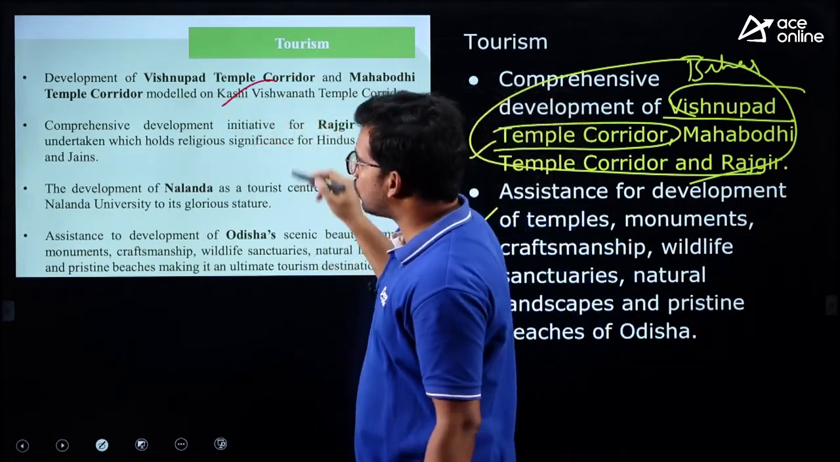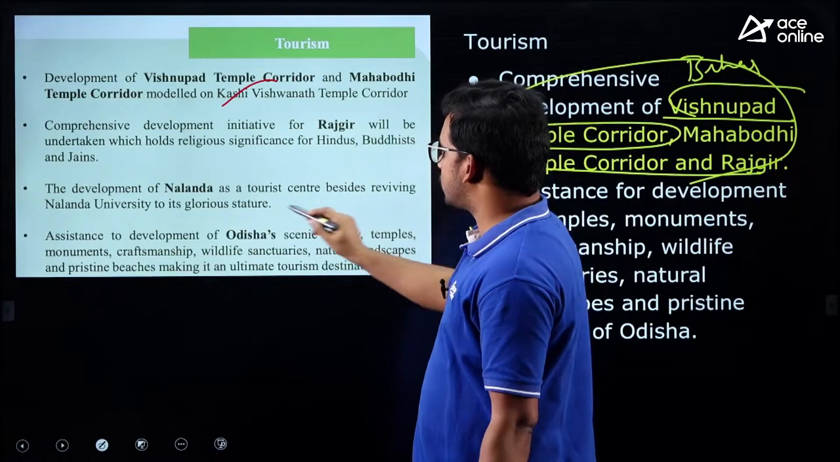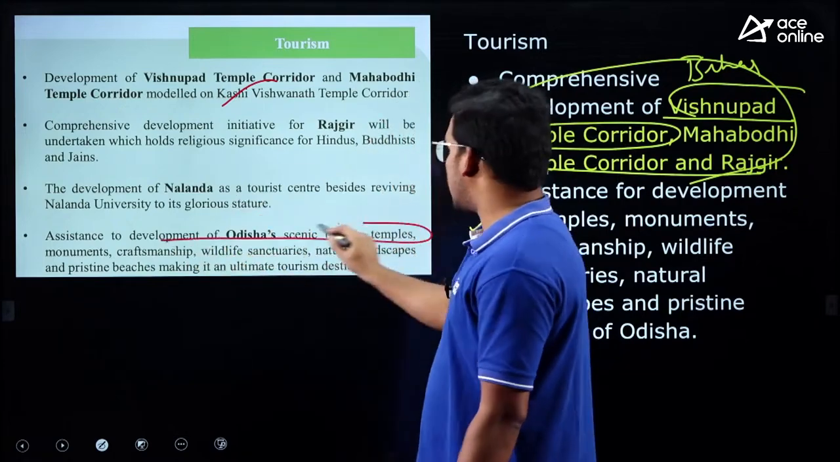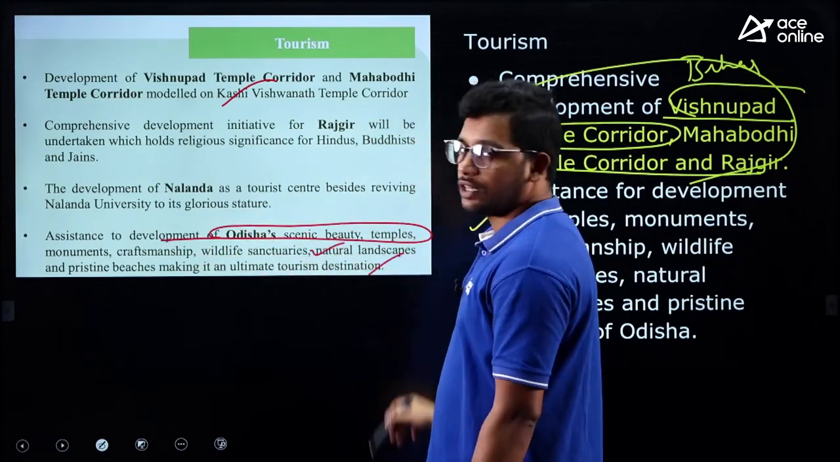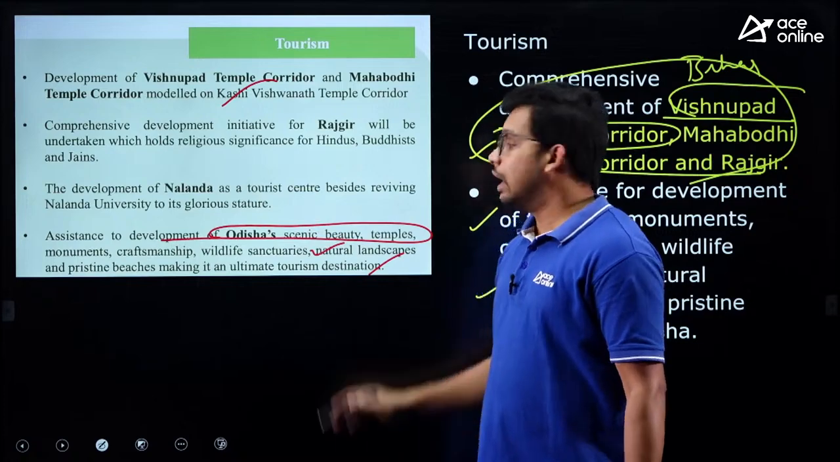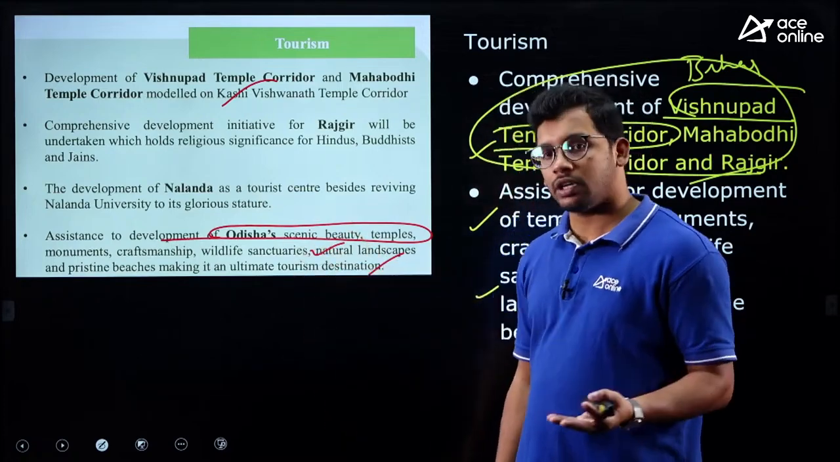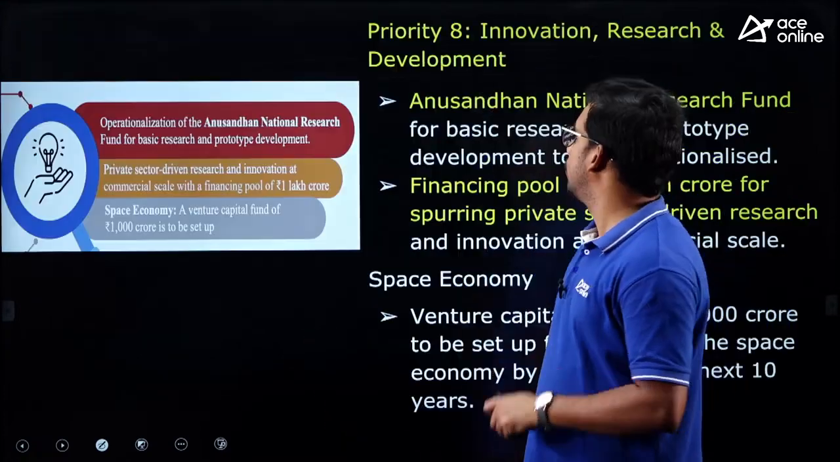So this we have discussed, and then Rajgir we have discussed, Nalanda we have discussed. In Odisha they are going to encourage the beach, wildlife sanctuary, all these scenic ones. And how much budget, they did not mention. In future we have to see how much they give.